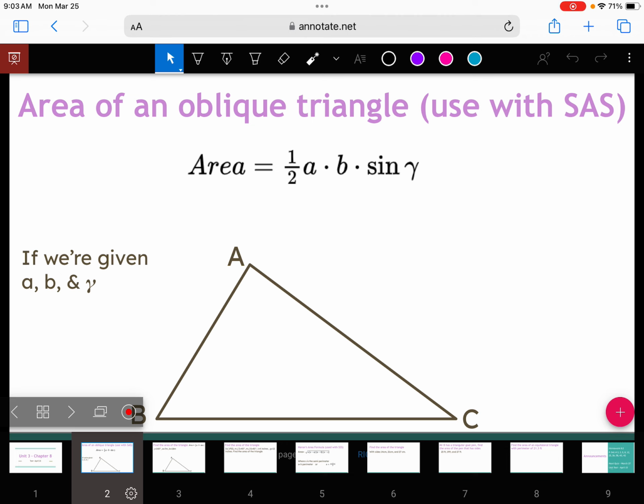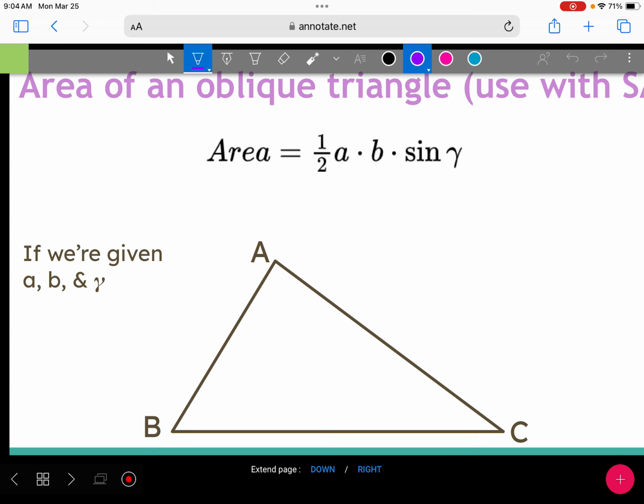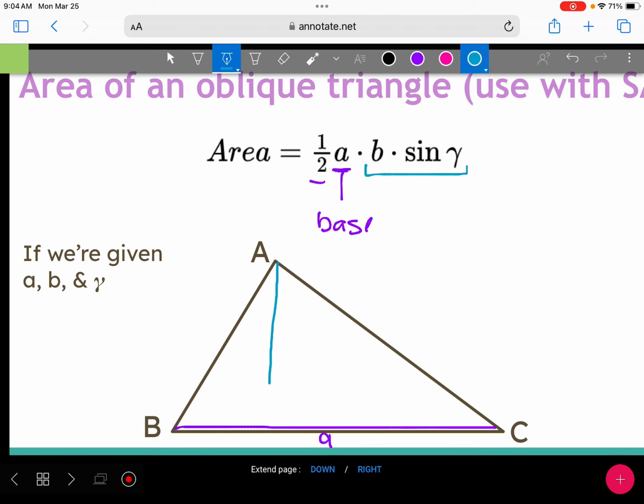So we're going to be finding areas of triangles, and we can use this formula up here to do this. This is the standard triangle formula we know, 1/2 base times height. So if we think about it this way, we have our 1/2 base, this is the base, so that's this side down here, side A. And this chunk is the height.